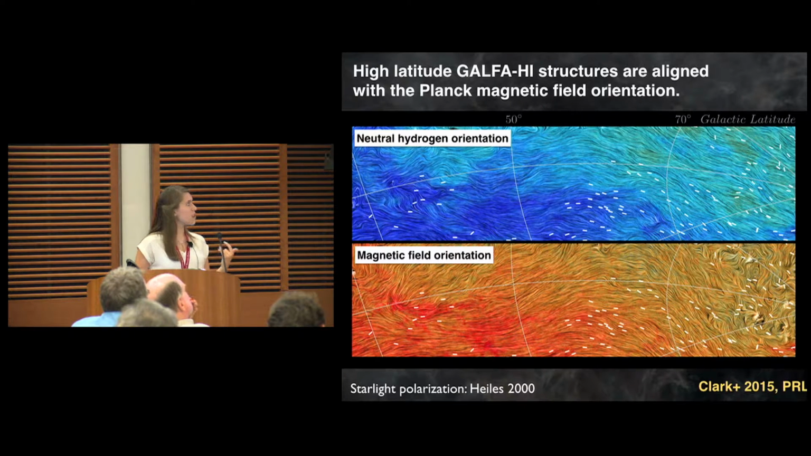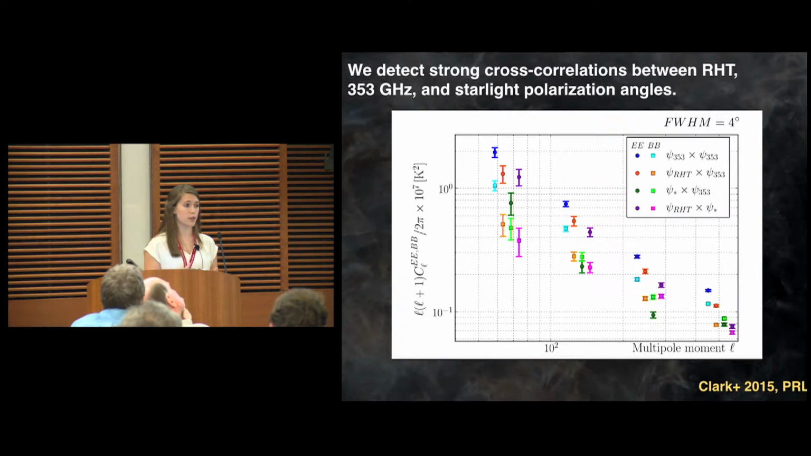And in fact, the coupling between the orientation of the magnetic field and the orientation of the H1 is so strong that we realized that we could use this to make inroads with another community. So this is showing you cross correlations between the RHT orientation, 353 gigahertz angles, and the starlight polarization angles, all, of course, at a common resolution.